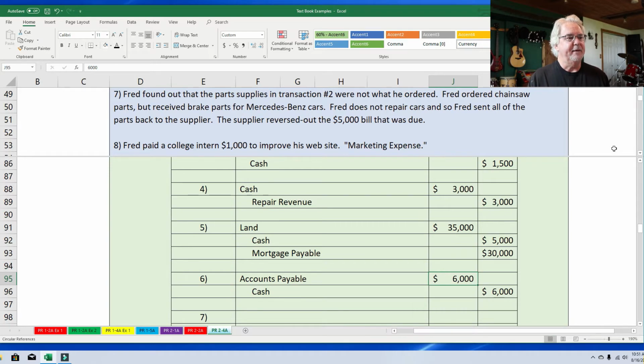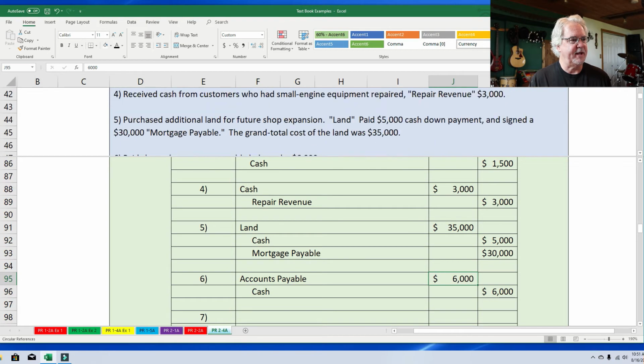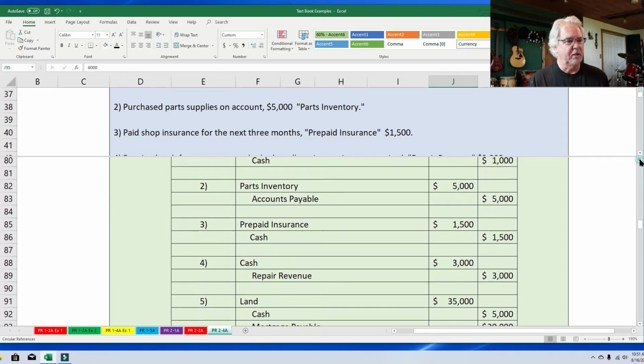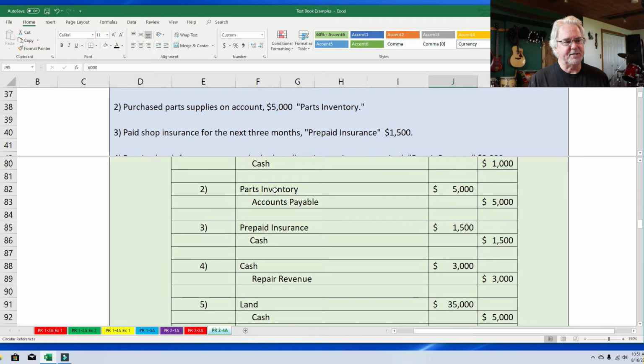Big hassle. But the supplier reversed out the $5,000 bill that was due. So let's go back to transaction number 2, see what happened. In transaction number 2, purchase parts supplies on account for $5,000. So what did we write down? We wrote down parts inventory on the left, accounts payable on the right.